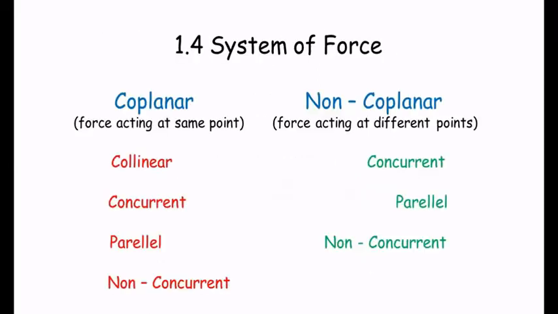In system of force we have two types, coplanar and non-coplanar. The force acting at a same point is known as coplanar. The force acting at different point is known as non-coplanar. In coplanar there are four types: collinear, non-concurrent, concurrent, parallel. In non-coplanar there are three types: concurrent, parallel, non-concurrent.